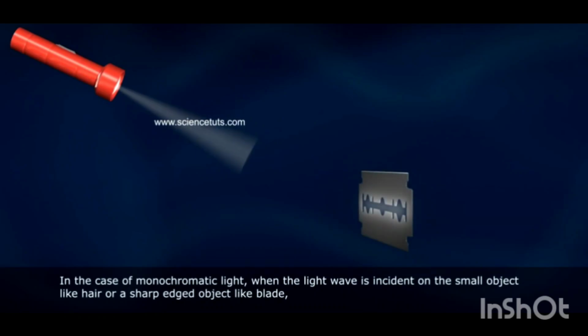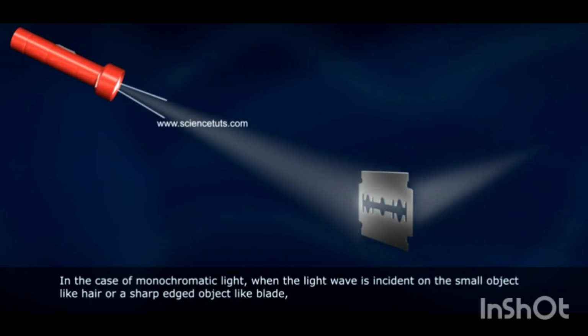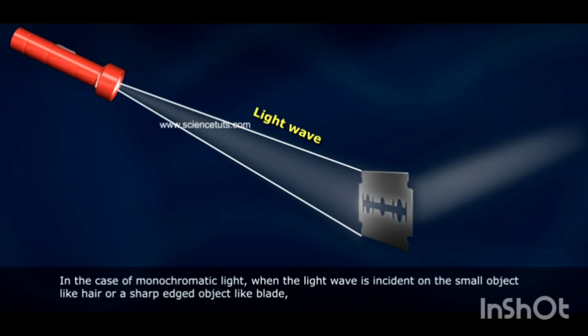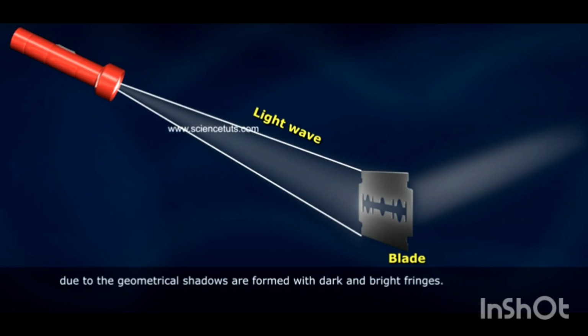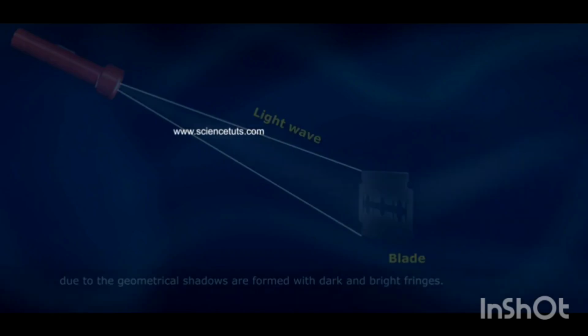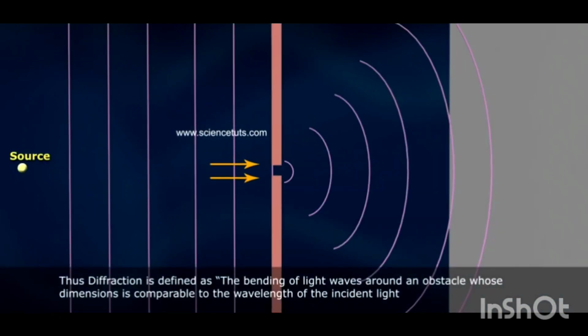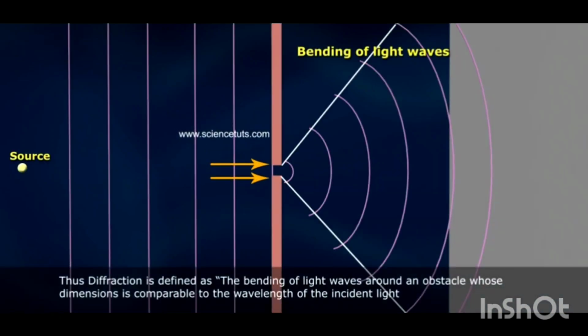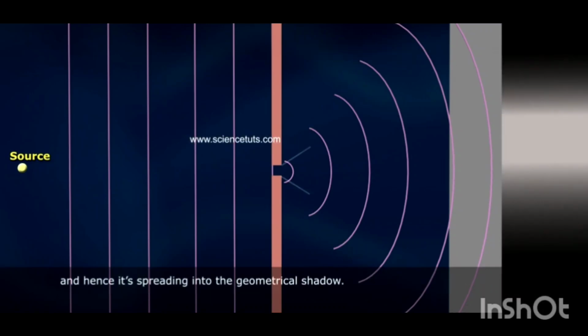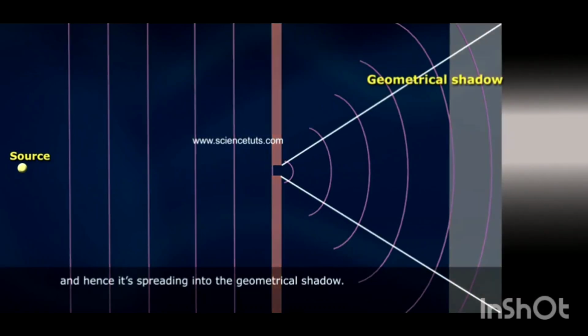In the case of monochromatic light, when the light wave is incident on a small object like a hair or a sharp edge object like a blade, geometrical shadows are formed with dark and bright fringes. Thus, diffraction is defined as the bending of light waves around an obstacle whose dimensions are comparable to the wavelength of the incident light, and hence its spreading into the geometrical shadow.